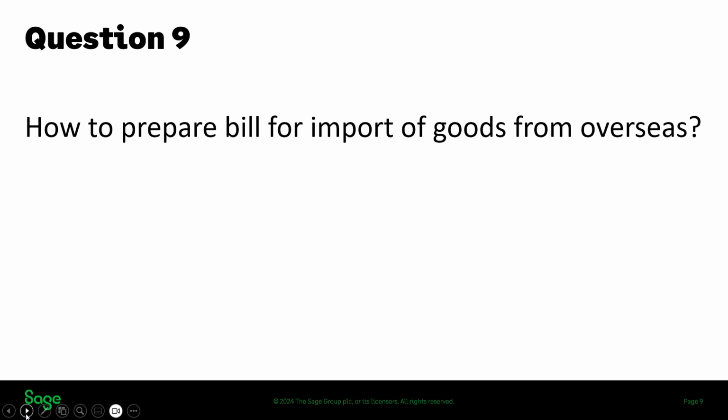Next, how to prepare bills for import of goods from overseas. This is the idea called self-invoicing or self-billing. Currently, for those importing goods or services from overseas, that information gets entered through the LHDN MyInvoice portal. We are looking at what's going to be needed to do self-billing straight out of the Sage 300 application, but that will be in an upcoming release. Short term, it would be through the MyInvoice portal for any imported goods or services from outside of Malaysia.